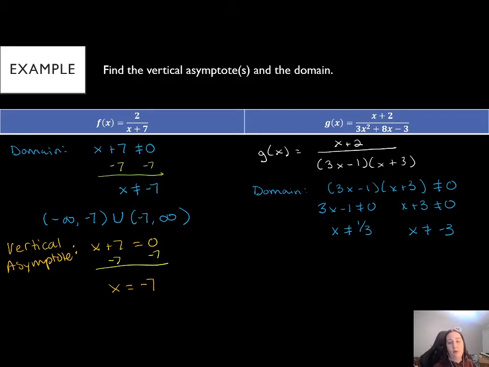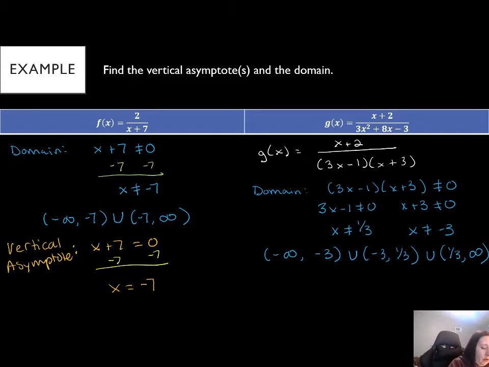So this means we've split it up into 3 separate pieces. I talked about how sometimes there's a third piece. If you have 3 separate pieces, you need them all separated out by unions. And you always have the smaller number first. We go from -infinity to -3, because that's the smaller of these 2 numbers, union -3 to 1/3, and then union 1/3 to infinity. So we've got 3 separate pieces here.